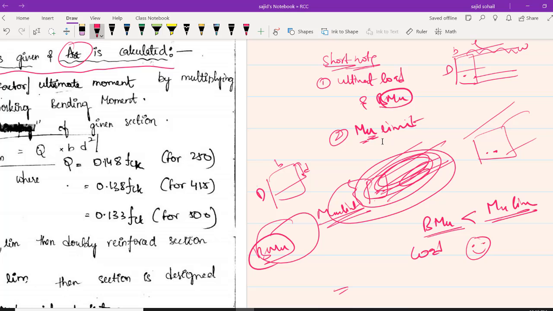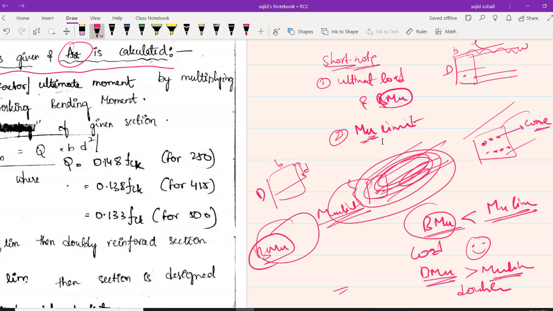But in some cases, your required moment of resistance will be less, and the moment acting because of this load will be very much higher. Okay, in that case, if your BMU, this is also possible, because if you are designing a beam on which a lot of load is acting, then obviously your BMU will be greater than your MU limit, whatever moment this concrete section is able to resist. In this case you have to go for double reinforced. You have to go for double reinforced. What you are doing is using a certain amount of steel even in the compression zone.